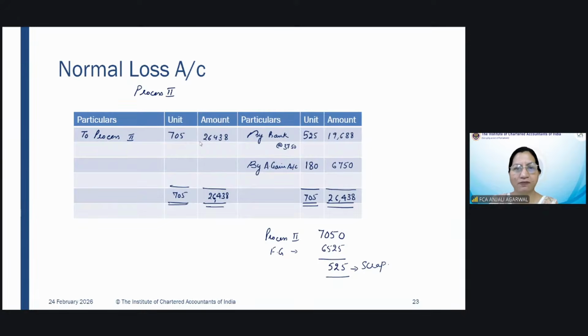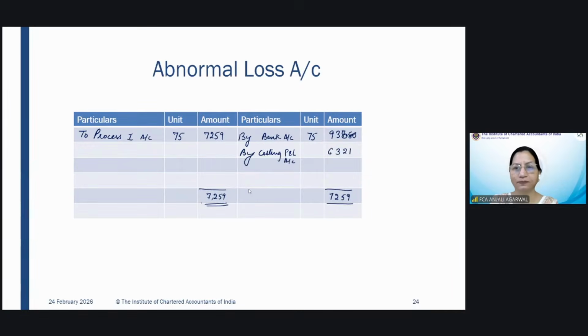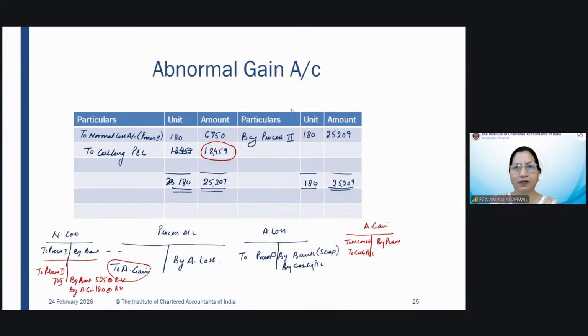So because of this, the normal loss account will also be impacted. So you thought 705 units at 37.5, you will get this much as scrap value. However, you only had in your hand 525 units to sell at 37.5. So you got a scrap of only 19,688. So if this 180 units would not have been abnormal gain, then also 6750 would have come as a scrap. So 25,209 minus 6750 is your true profit, which will go to costing P&L account. 18,459. Okay, this is your true profit.